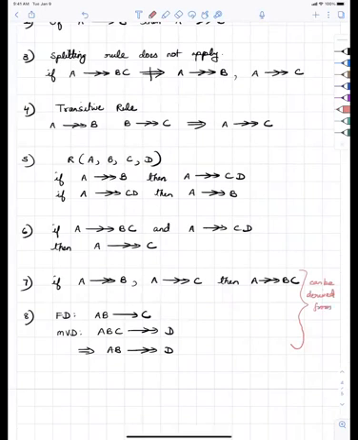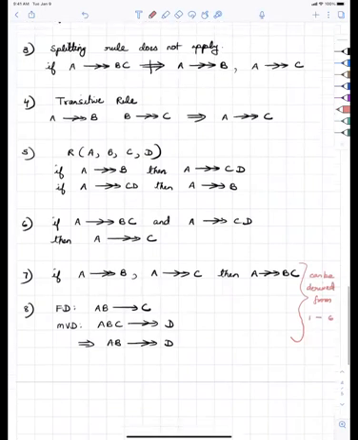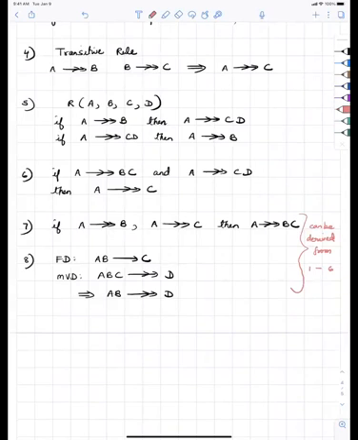rules 1 to 6, and the trivial MVD rule. In fact, there is another one too. I should put this next one. So this one also can be derived from the above rules.